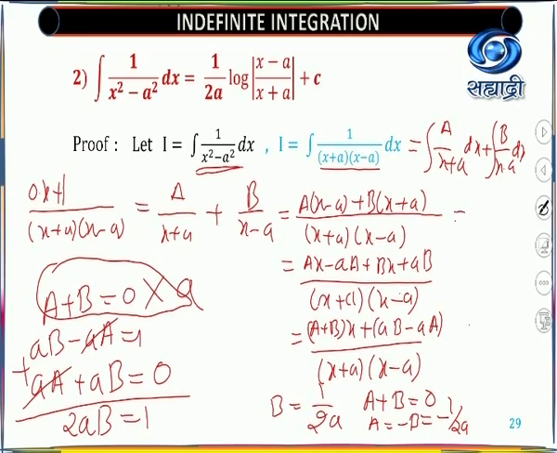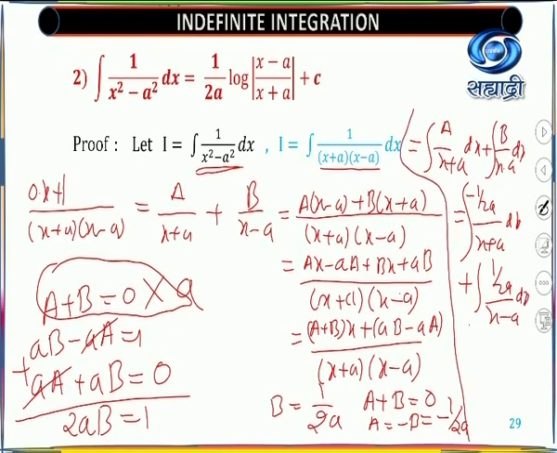So what is the working here? Here you need to substitute the value. What is the value of a? Value of a is minus 1 upon 2a integral x plus a dx. And what is the value of b? Plus integral 1 upon 2a upon x minus a dx. So this is nothing but your second part. And here you will get directly.